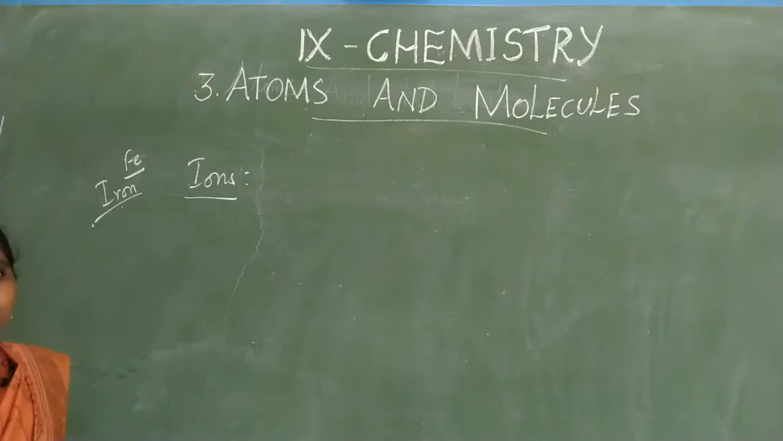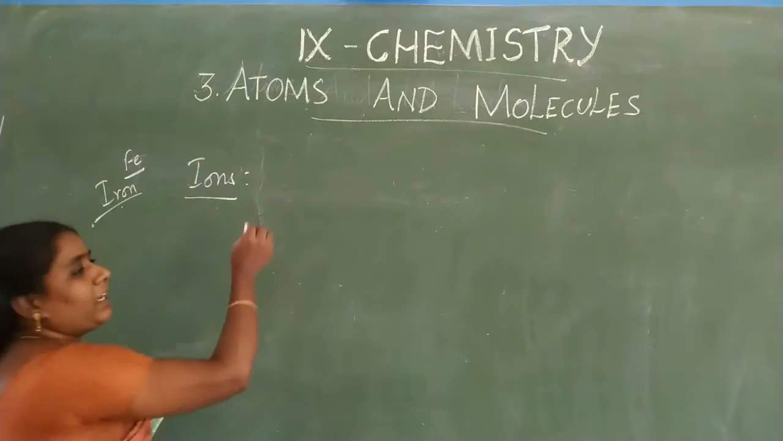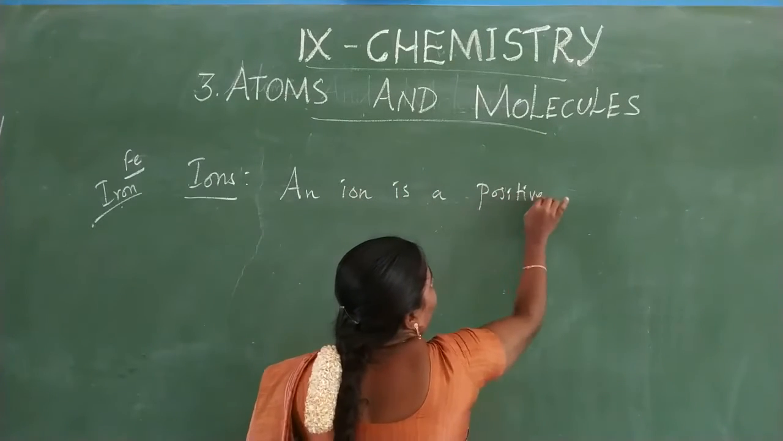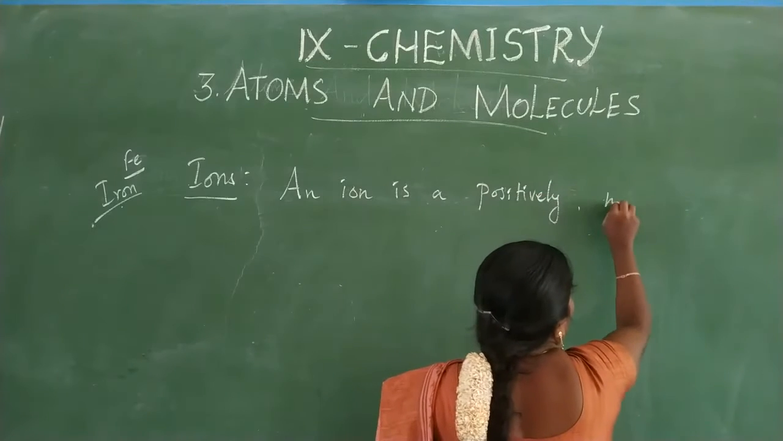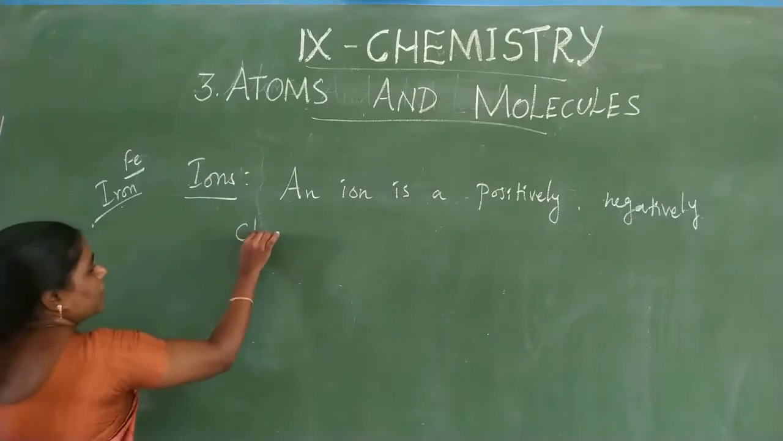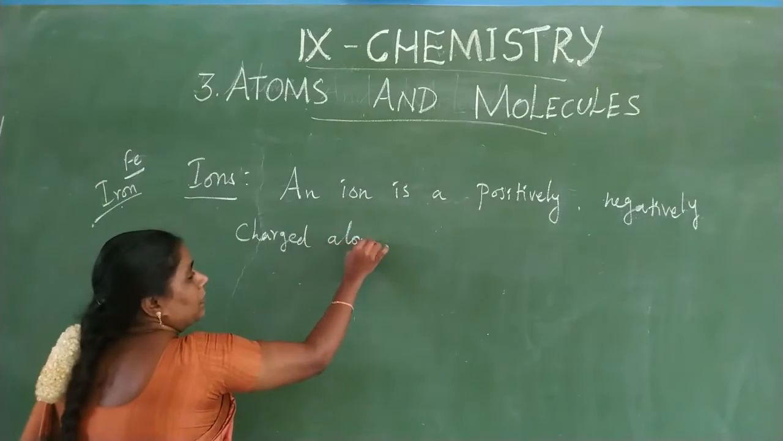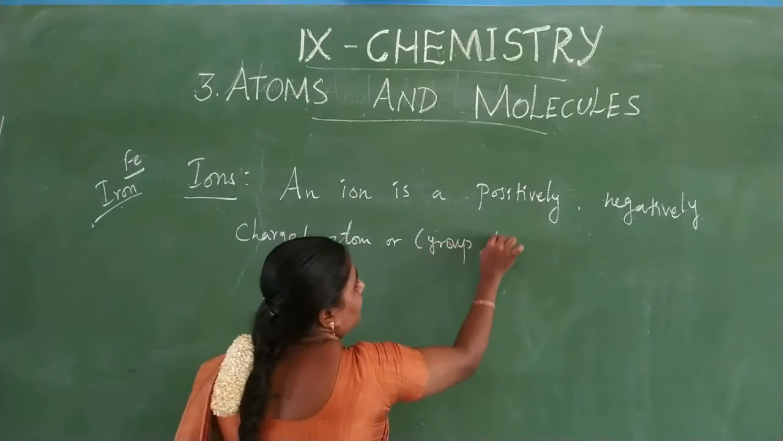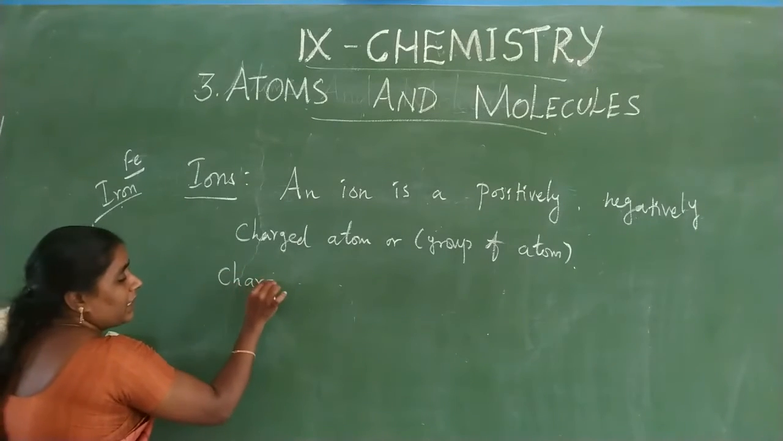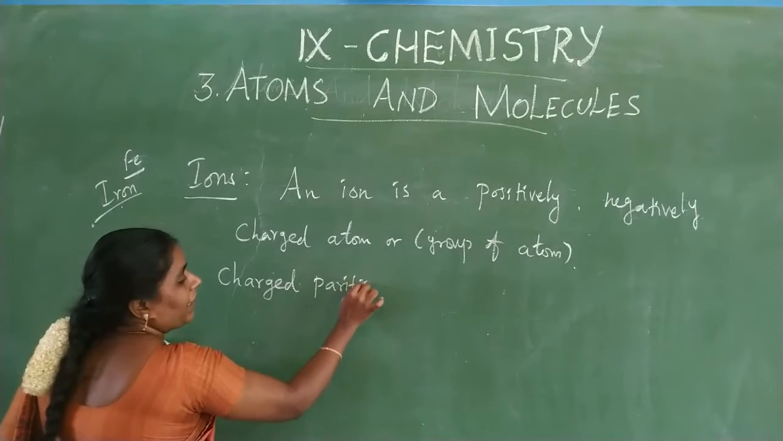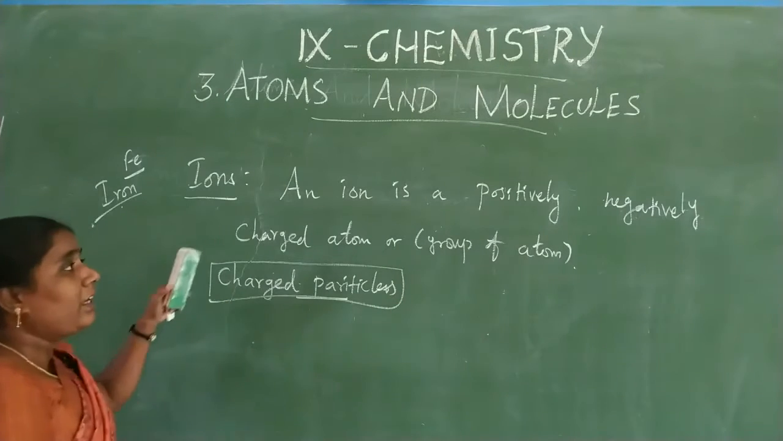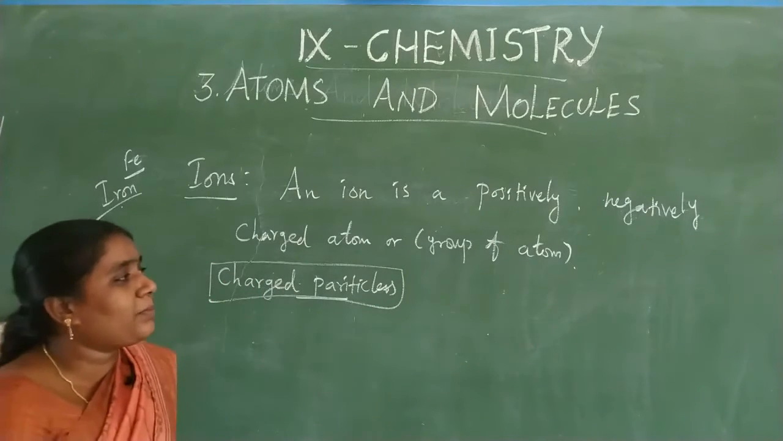Ions are charged particles. Generally, ions are charged particles. Ions are positively and also negatively charged atoms or groups of atoms. What are ions? Ions are charged particles. That means an ion is a positively or negatively charged atom or group of atoms.